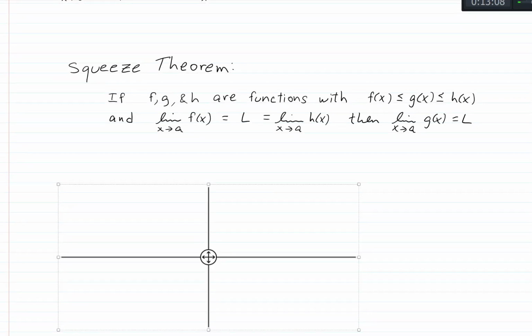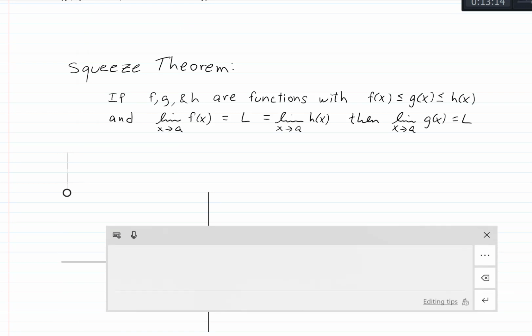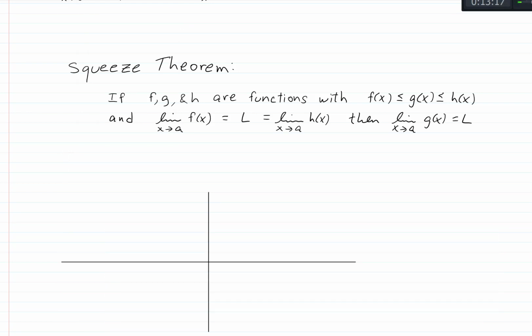Let's just suppose A is right here. Okay, and let's do F in blue and H in green and G in red. Okay, and maybe G is a really difficult function or something like that.